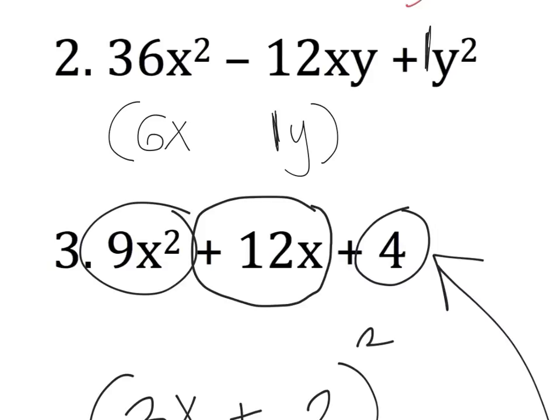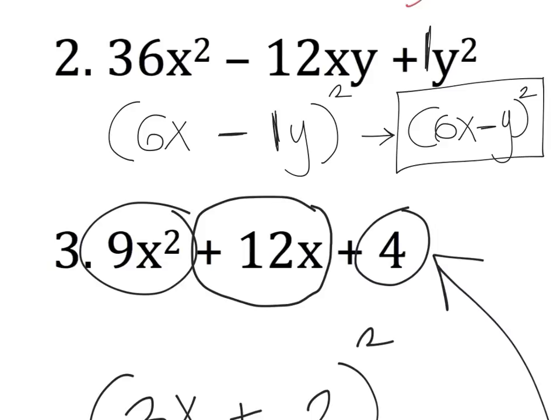Now, multiply these two together. 6 times 1 is 6. Now multiply by 2 and you get 12. So the third rule is satisfied. Now look at the sign of the middle term, that's a minus. So I put minus between them and I put square on the outside. So then my factored form is 6x minus 1y, which is just y, to the power 2. And that would be my factored form.